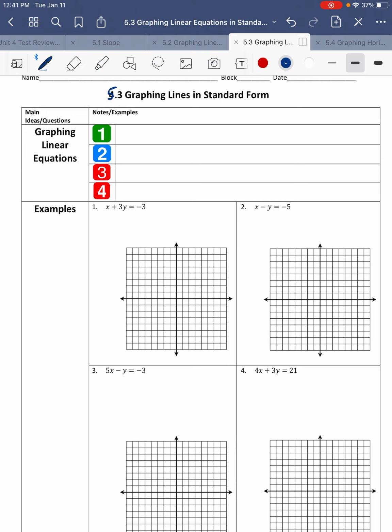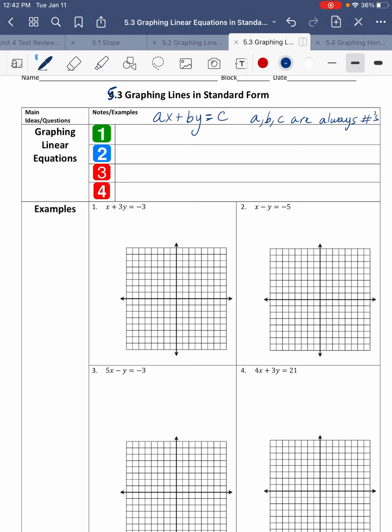Standard form means the equation, your x terms and your y terms, are on the same side. A, B, and C are numbers. So they're always numbers. And so your x and y are on the same side of the equal sign.